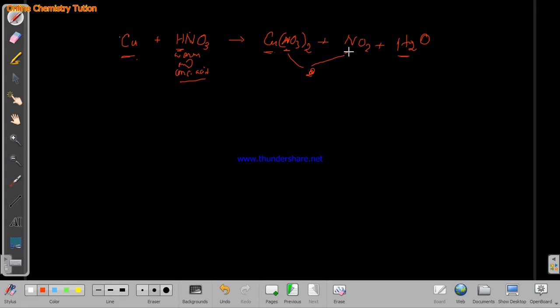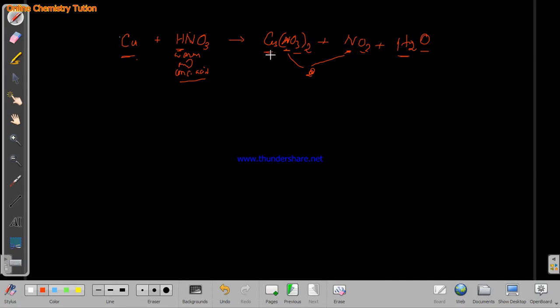Here nitrogen is present, here nitrogen is present. Nitrogen is present in the product side in two different compounds. Here oxygen is present, here oxygen is present, here oxygen is present, here oxygen is present. Oxygen is present in three different compounds. So to balance the chemical equation, you have to check from the lower portion to the higher portion.